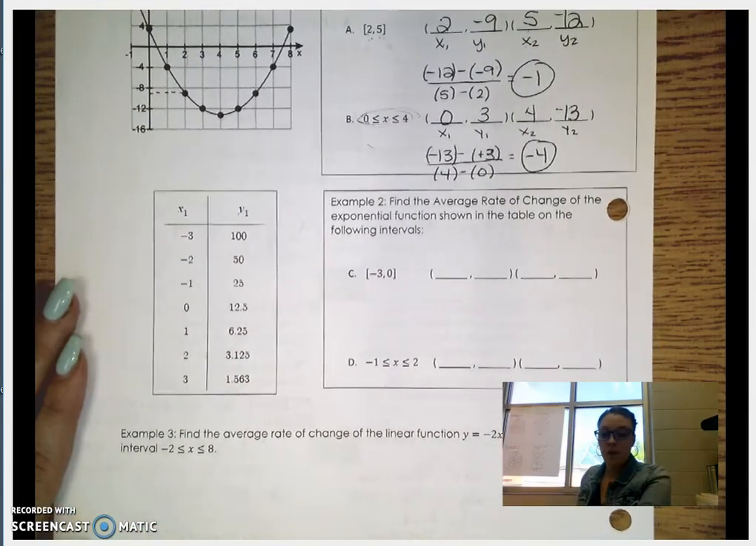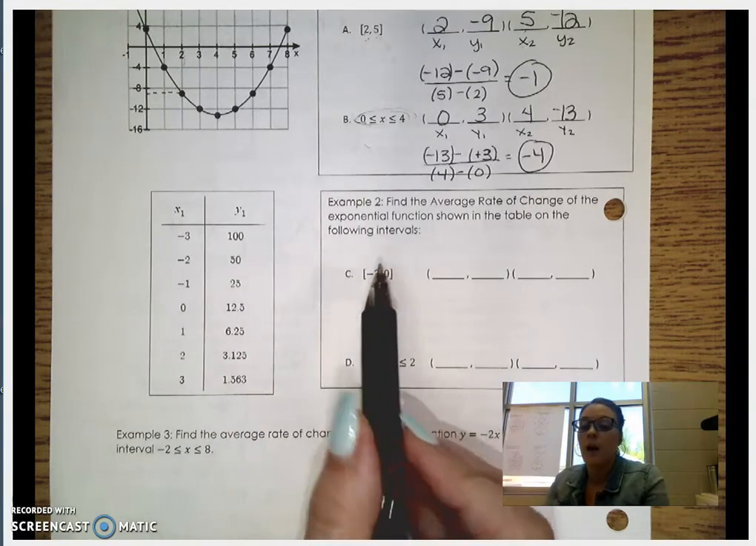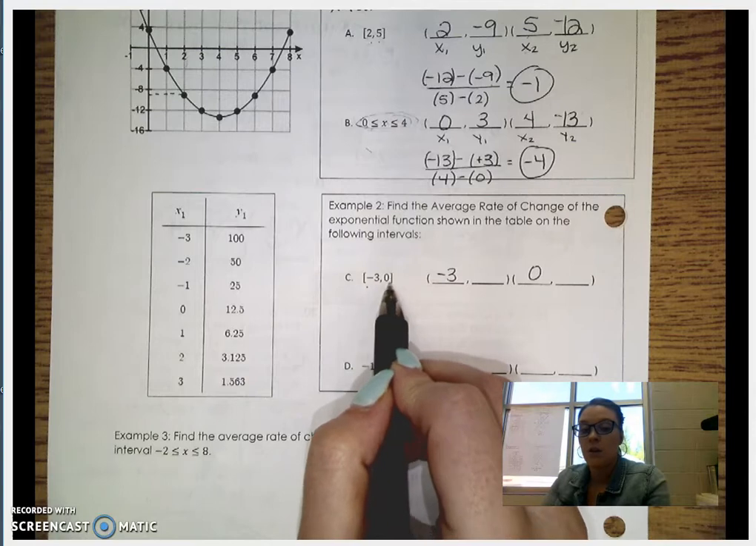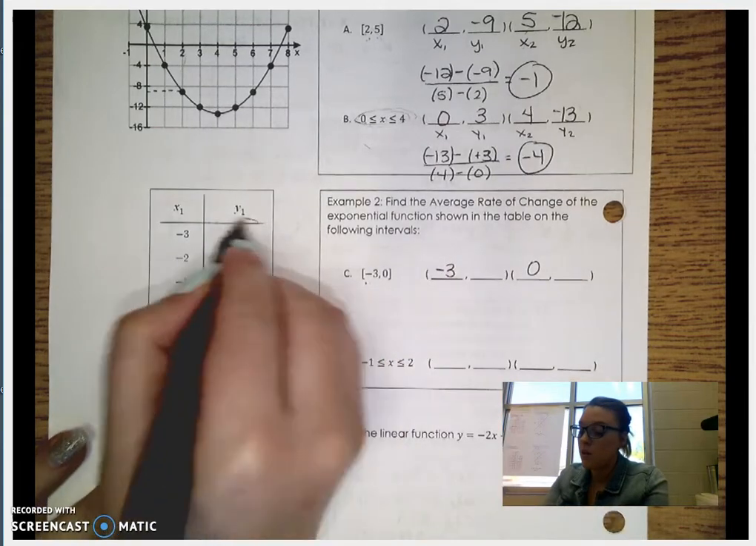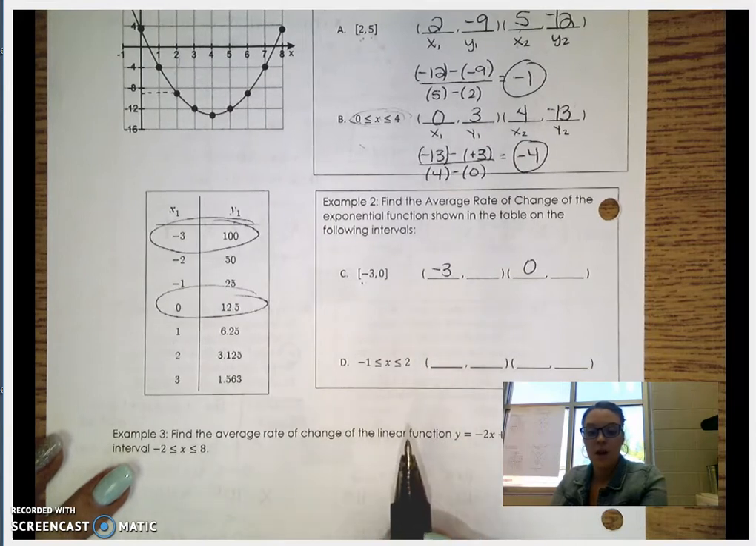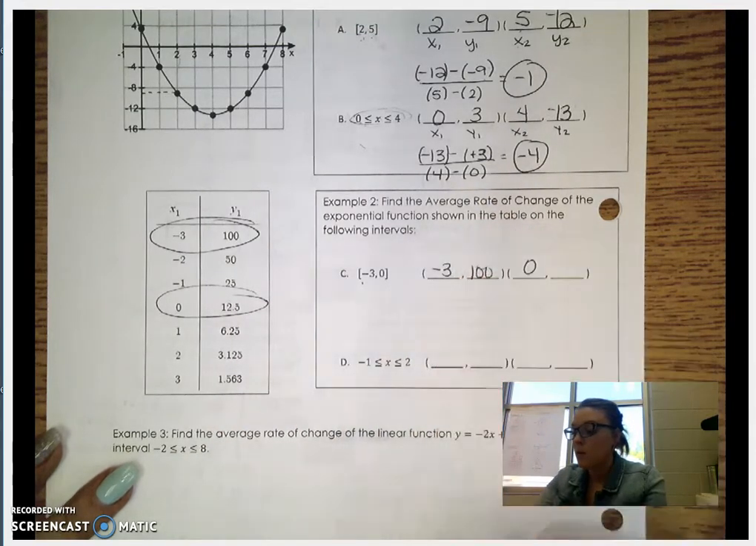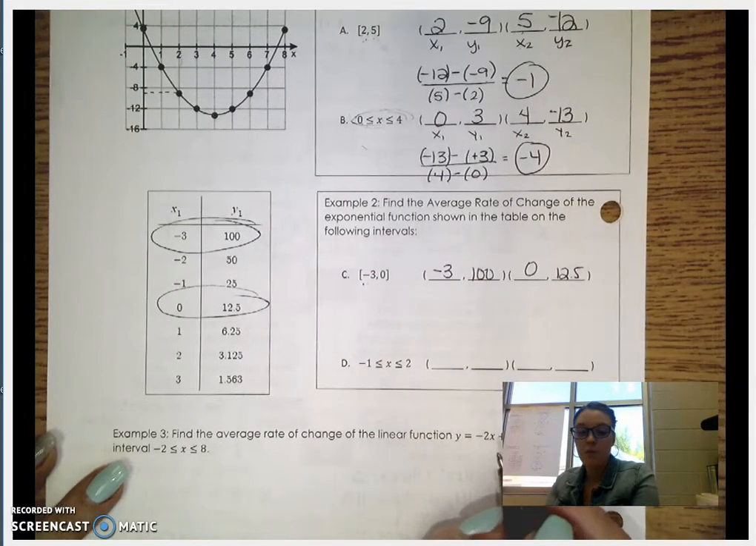The second way we can calculate average rate of change is from a table, and this is my personal favorite way because you don't have to do much searching. You do have to be able to identify that this interval is two x values, so we are going to start with our x values once again: x equals -3, x equals 0. Then you just have to find them on this chart. So x equals -3 is right here, x equals 0 is right here, and I'm just going to find the y values associated. So when x equals -3, y equals 100, and when x equals 0, y equals 12.5.